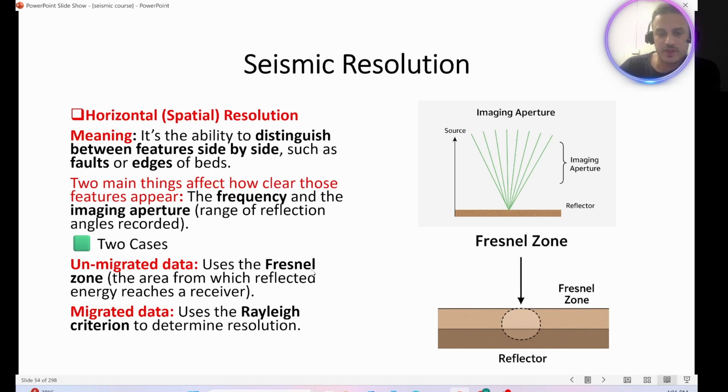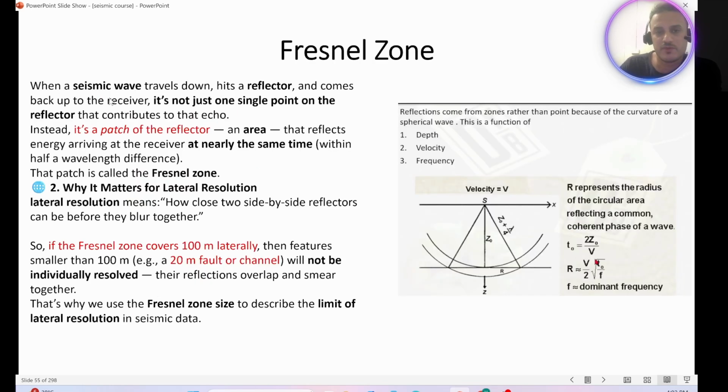Unmigrated data uses the Fresnel zone. This Fresnel zone is the area below the reflectors where it will reflect all the reflectors as a bunch of data. And in migrated data, we use the Rayleigh criteria to determine the resolution. As we said before, when we send the seismic wave, it will not come back as individual reflections, it will come back as a bunch of reflectors. This area where all the reflectors come back as a bunch of data is called the Fresnel zone.